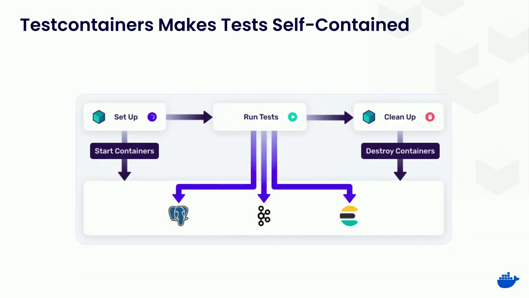Testcontainers, on the other hand, provide self-contained tests. So you have your real dependency in a programmatic way, and you don't need to worry about the life cycle of this container. By default, Testcontainers start the containers on setup, so you can start it manually, or you can attach it to the life cycle of your test suite, and it will start when your test suite runs. Then you run your tests with real services, and after your whole test suite is done, containers will be automatically destroyed, so it will be a cleanup. And you don't need to think about it.